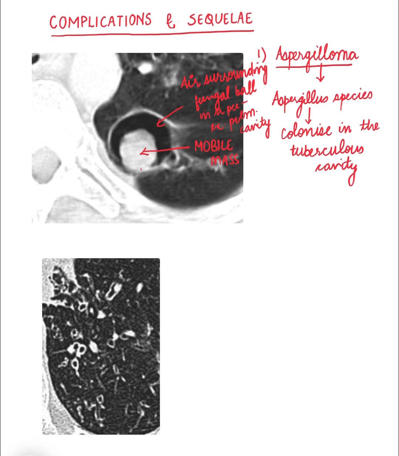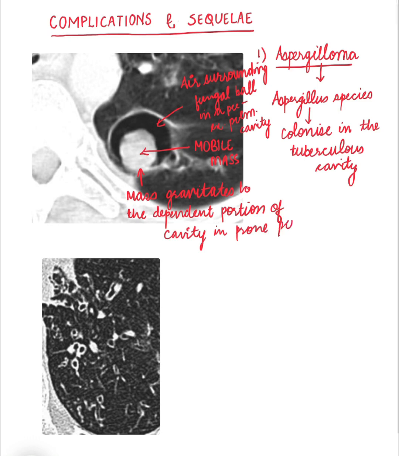This mass gravitates to the dependent portion of the cavity in the prone position, and this is known as the Monod sign of aspergilloma.